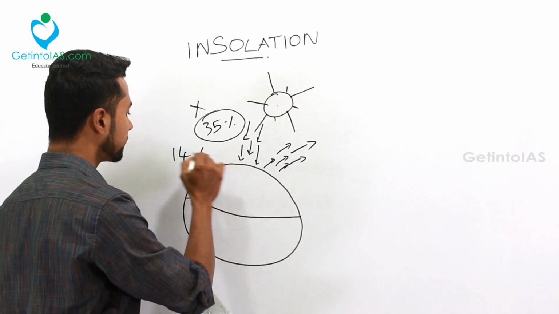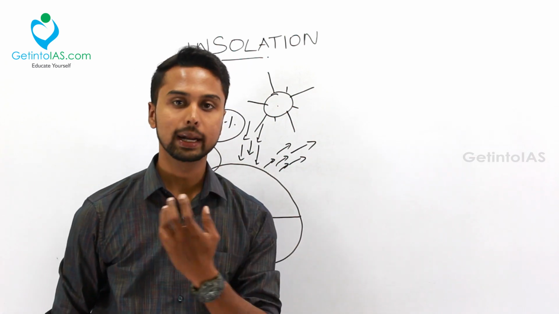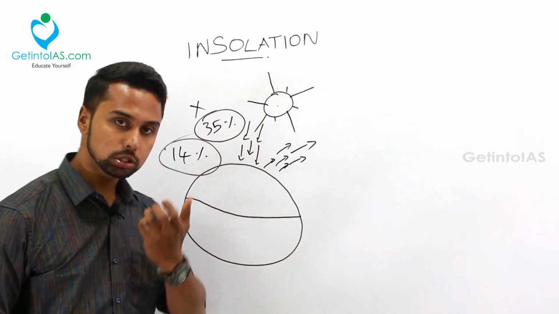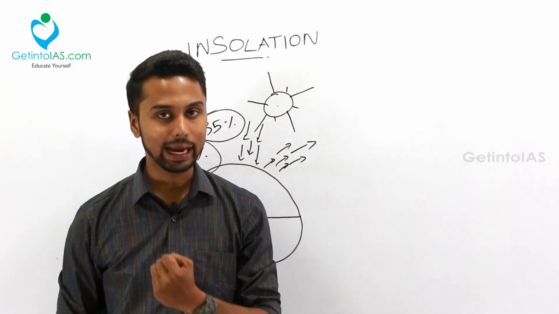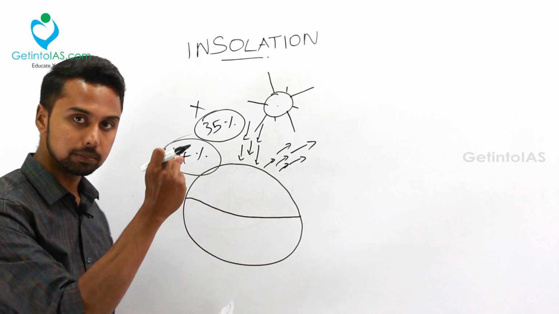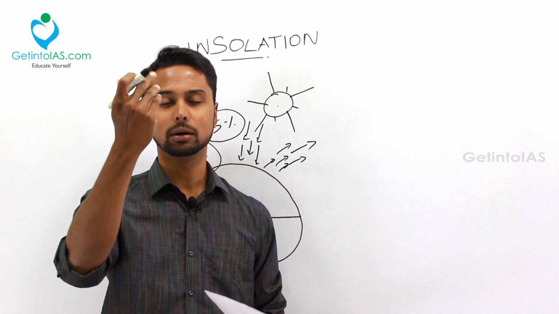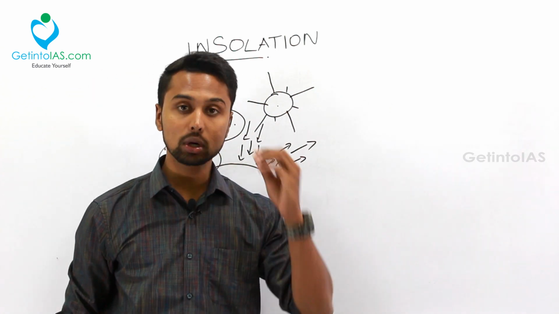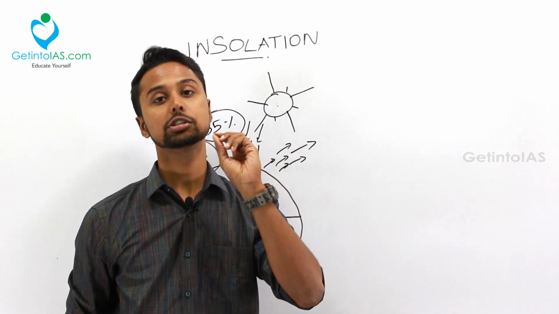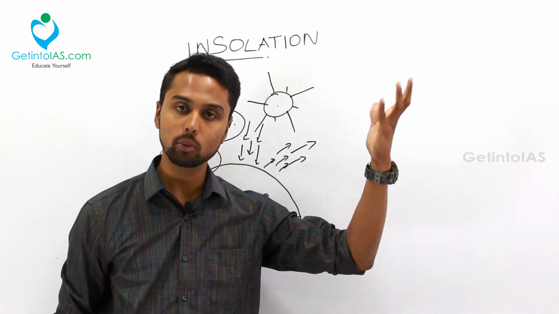Another 14% is absorbed by the particles present in the atmosphere. What are the particles present in the atmosphere? We dealt with that in the previous video on the composition of the atmosphere: CO2, dust particles, and the gases in the atmosphere, which scatter the rays. Out of this scattering, blue is prevalent in the atmosphere, and blue is one of the shorter wavelengths. That's why blue is scattered the most, and you see the sky as blue in color.